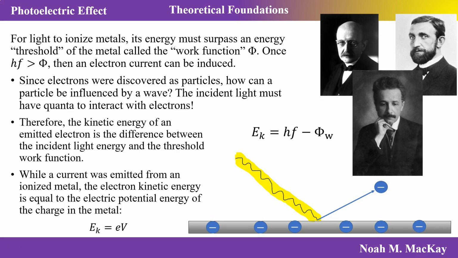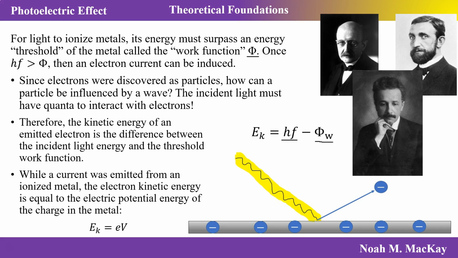For light to ionize metals, the metal has a threshold energy called the work function, labeled as capital phi. If the incident light hitting the metal is greater than the threshold, then you have an electron current being induced. Since light has quanta, it can indeed interact with the electrons in the metal. The kinetic energy of an emitted electron is the difference between the light quanta energy and this threshold work function energy, which is the threshold of the metal.